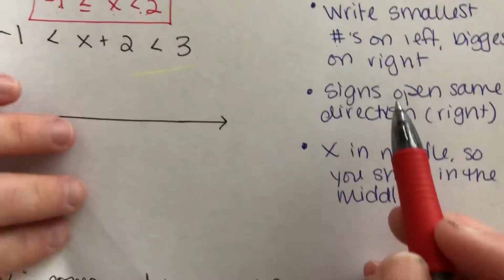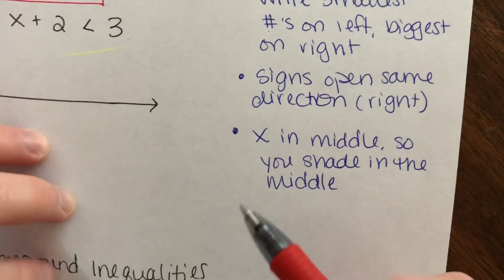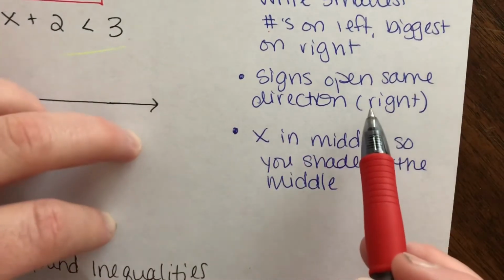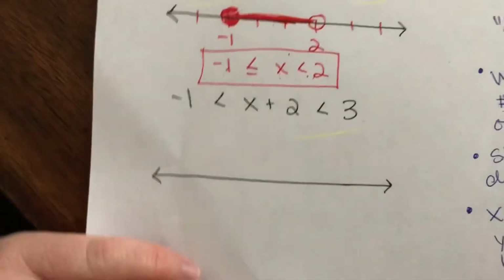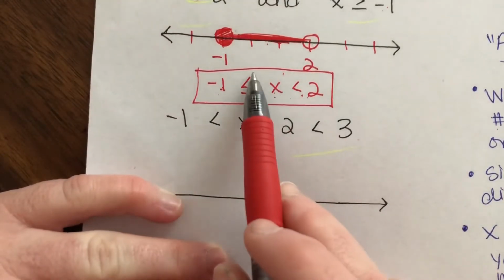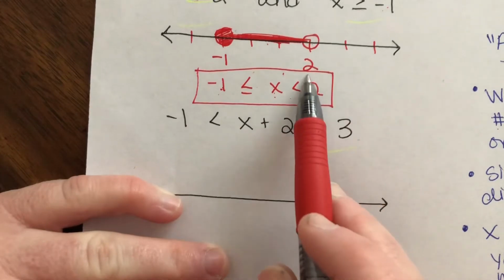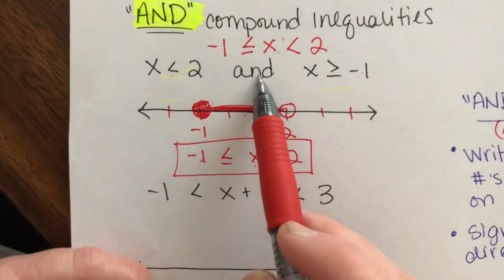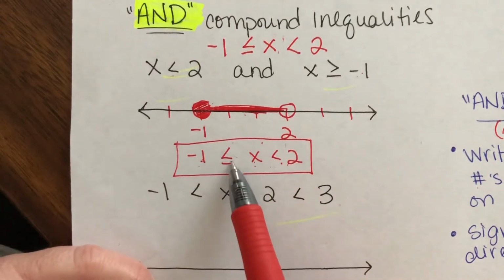is on the right. Second rule when you're writing an answer to an and compound inequality is that the signs open in the same direction, and they open towards the right. So if we look at this right here, this sign is opening this way, and this sign is also opening this way. So all and compound inequalities are going to open the same direction.